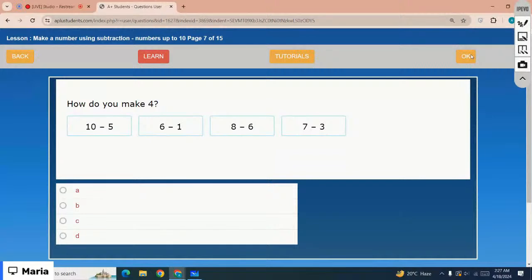The correct option is... you need to make 4. So, which is the correct option? A. How?